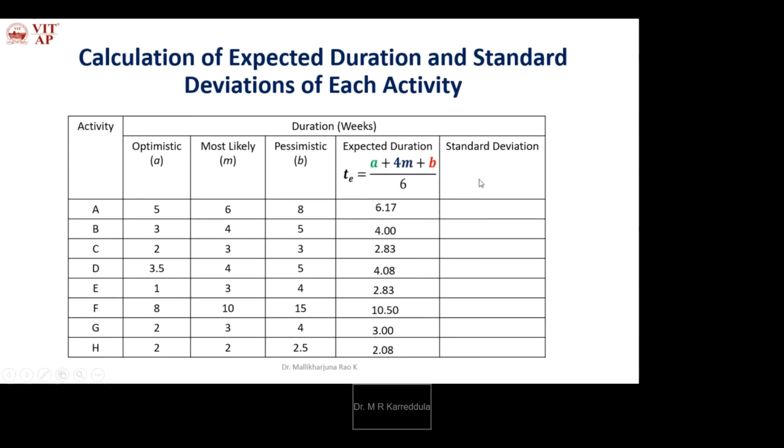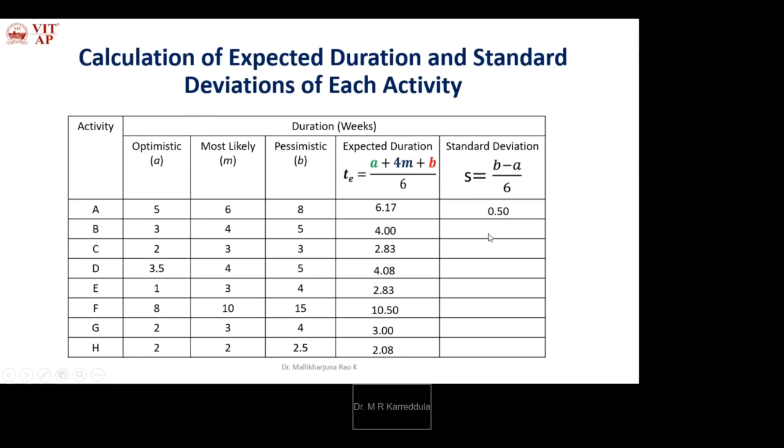Then we have to calculate the standard deviation of all the activities. How could you calculate the standard deviation using the mathematical expression S equals (b minus a) divided by 6? What is b? The pessimistic time. And what is a? The optimistic time. Using this expression, we have to calculate the standard deviation value for all the project activities. For A, S equals b minus a, what is the b value? (8 minus 5) divided by 6. So what is the obtained value?